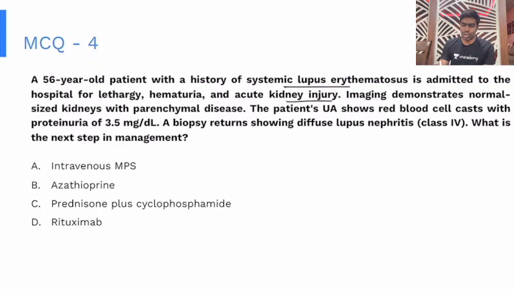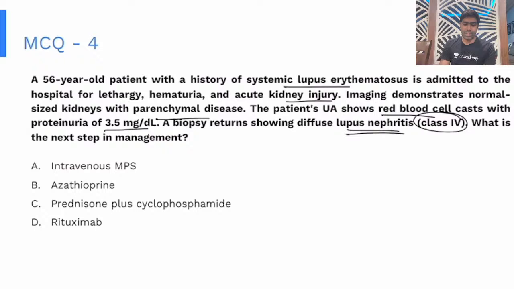Imaging demonstrates normal sized kidneys with parenchymal disease. The patient's urinalysis shows red blood cell counts with proteinuria of 3.5 milligrams per deciliter. I think 3.5 grams per deciliter, but nevertheless, biopsy returns showing diffuse lupus nephritis. That's a class 4 lupus nephritis. And what is the next step in the management?